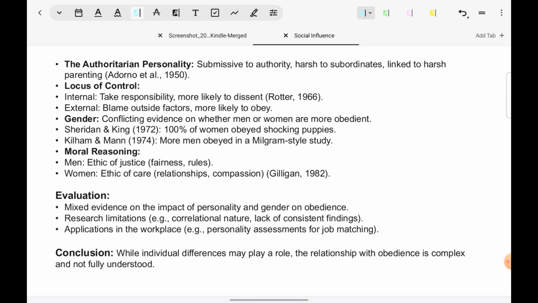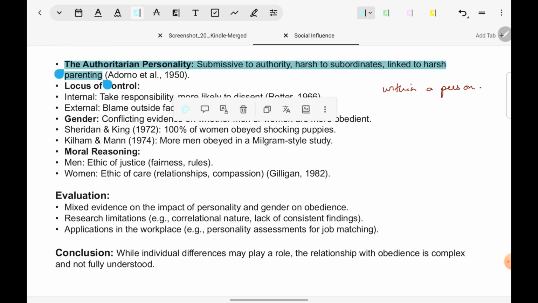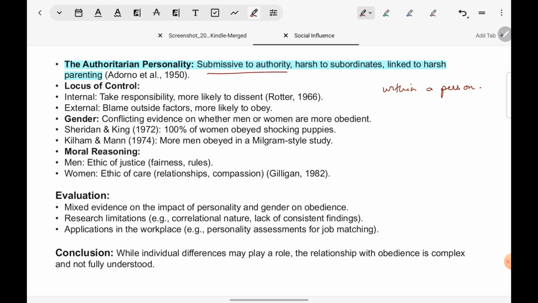So let us understand which are some of the individual factors, meaning from within the person, which are playing a role in obedience. You can take this as what can be within a person that makes him more obedient than others. One factor is what is called the authoritarian personality. Some people are more vulnerable to authority. Their personality is such that they are submissive by nature. They find it difficult to refuse authority figures, and they tend to be harsh towards their subordinates.